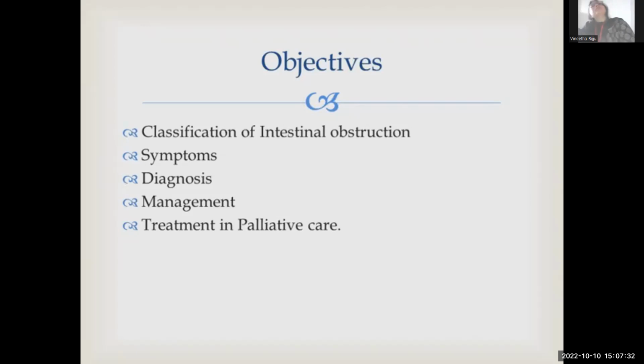Yes, answers? In the chat box? How will you understand where the obstruction is? Via a barium enema is what Mrs. Sumit says. Okay, a barium enema will let us know where the obstruction is. Anything else? Anything else that will help you know? Because the management is also a little different.